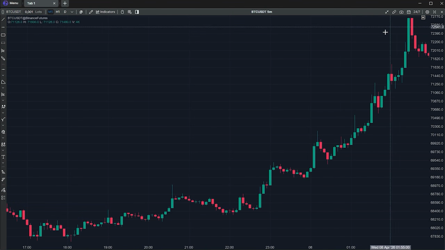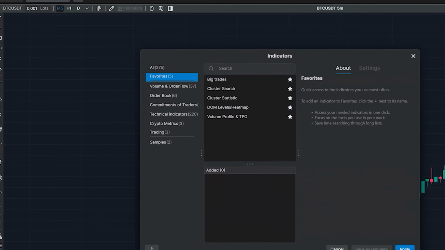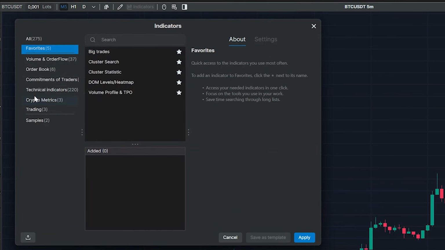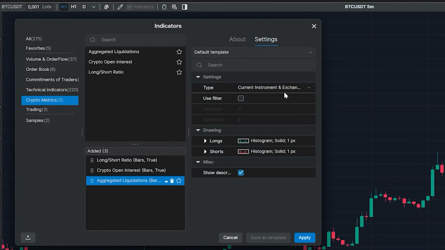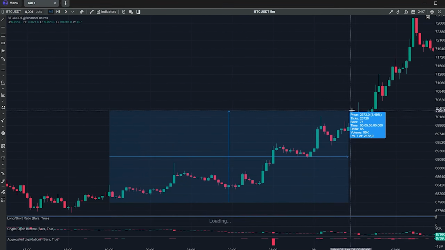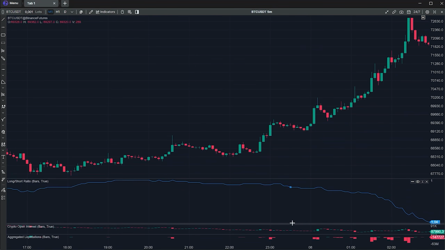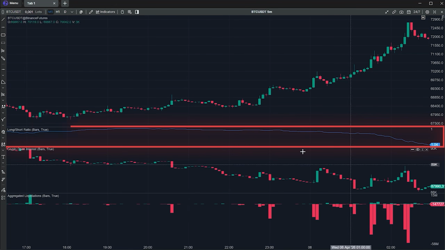But enough theory. Open the platform and try the new tools with us. Open BTC USDT on Binance Futures and add all three indicators. Aggregated liquidations in current instrument mode, all exchanges. Find the latest move larger than 3% and ask yourself, did OI rise or fall during that move? Where did the long-short ratio go?